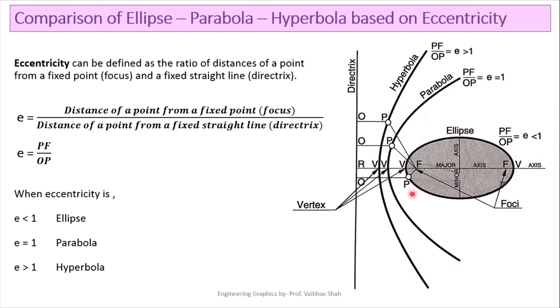Locus means it is the path traced out by a number of points, and when we have a number of points located and we try to join them by a smooth line, we will have this locus traced out, which is known as an ellipse. Locus means it is a group of points. So here we will have a number of points on the elliptical profile, and if we try to join these points by a smooth line, we will have one curve, which is known as an ellipse, of course.